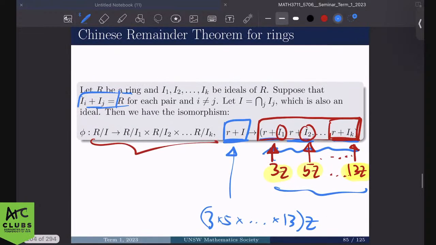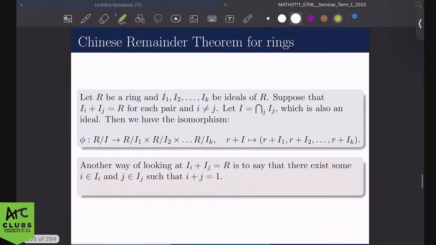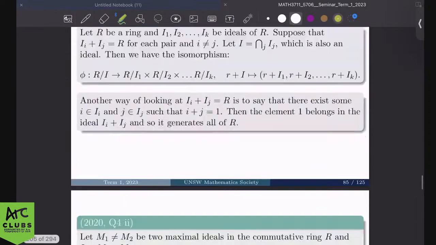So in other words, let's just go back to what this statement is saying. R divided by the intersection, or the quotient ring of R over the intersection, is equivalent to the direct product of all of the individual quotient rings. That's what this statement is saying. But to do this, we need to have this property over here, which is that each of the pairs of ideals adds up to R, the entire ring. Okay, let's get through that.